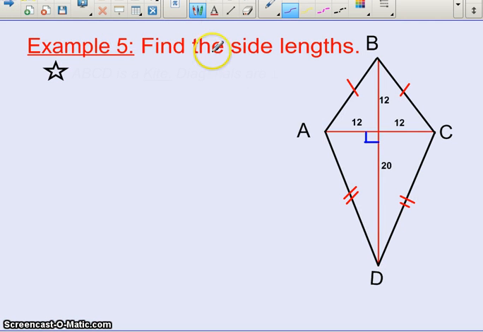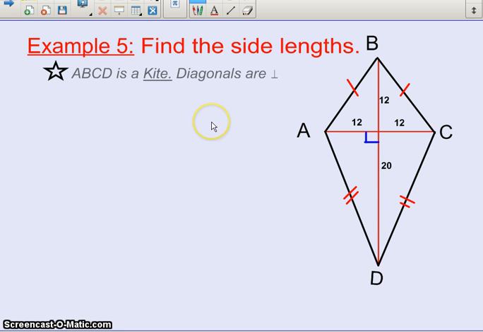Let's move on. I got another quick example here, it looks like. Let's see, this is a kite. No, that is perpendicular, so we're supposed to find all the side lengths. Okay, let's figure that out.